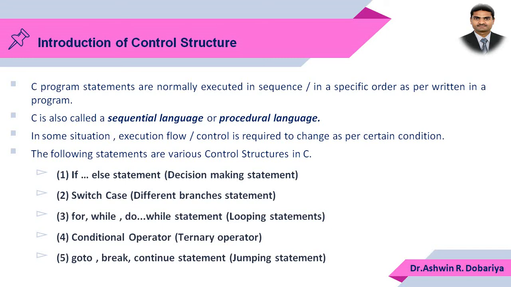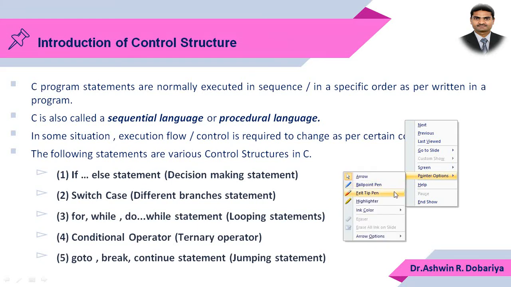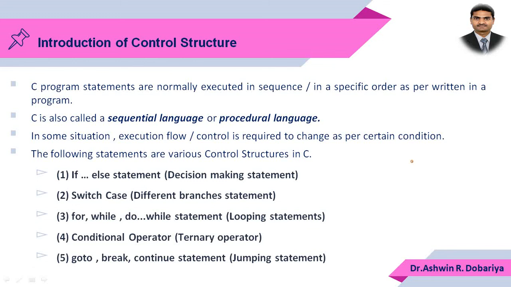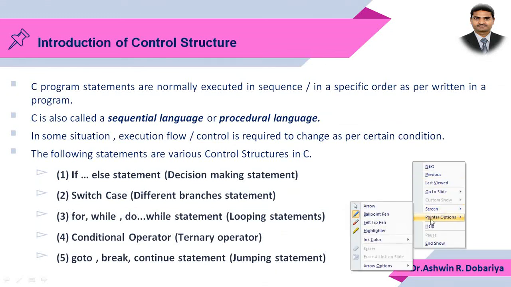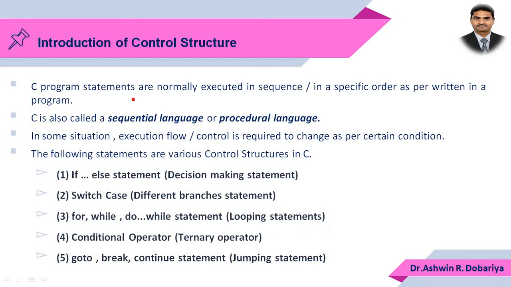So C is also called a sequential language, or you can say procedural language, because its execution is in a specific sequence. But in some situations we require to change the flow of execution. Change the flow of execution means depending on the condition we want to change the flow. For example, suppose if a particular condition is true, then you want to execute one process, and if the condition becomes false, then you want to execute another process. So in those situations we require the decision statement.